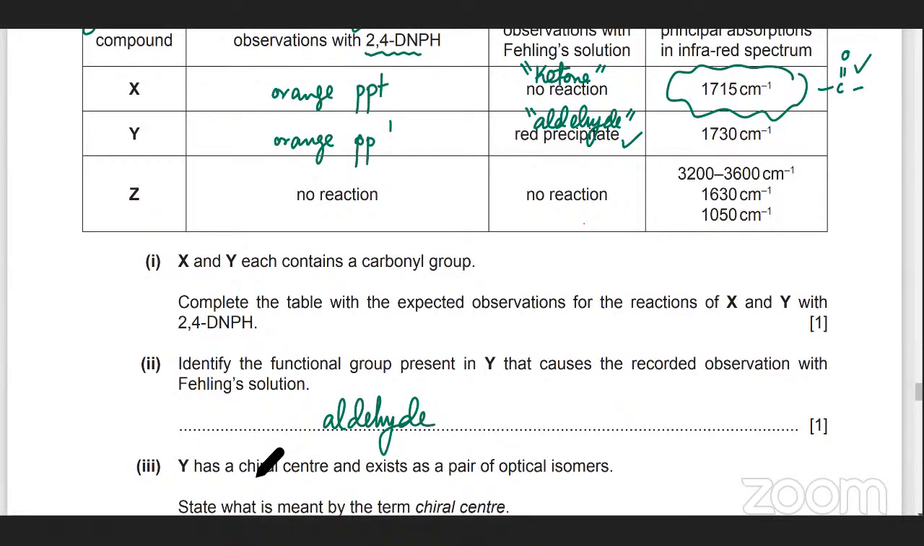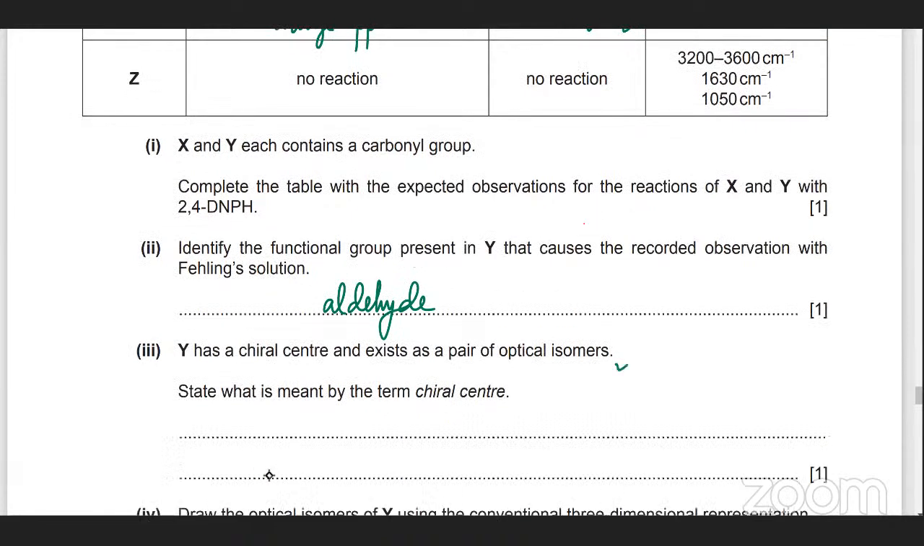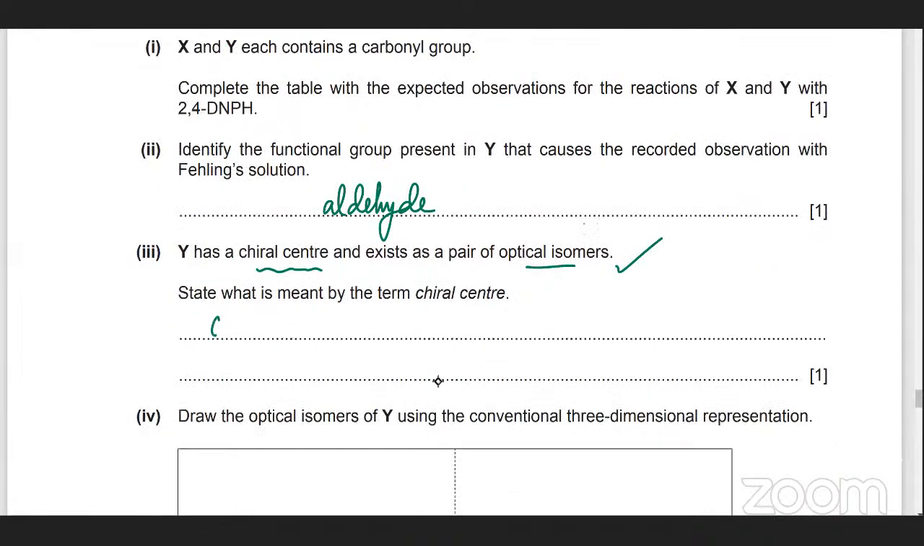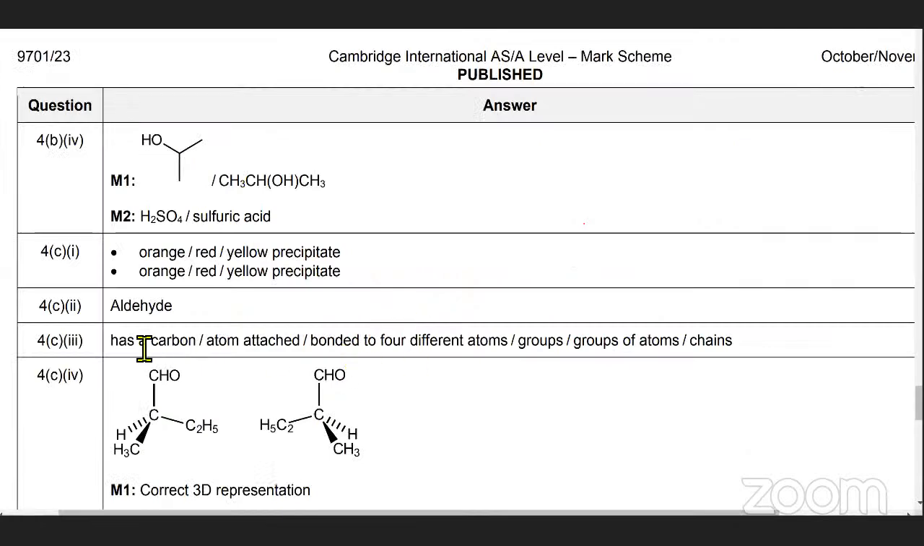Now they are saying that Y has a chiral center, and from here we will find out which one. Above we had made quite a few options. So Y has a chiral center, and it forms optical isomers. State what is meant by the chiral center. So when carbon is bonded with 4 different atoms, groups. Okay, it's bonded to 4 different groups and forms 2 non-superimposable mirror images. Let me just confirm. No, they only gave up to here: when carbon is bonded to 4 different atoms. You can write the rest of the story as well.